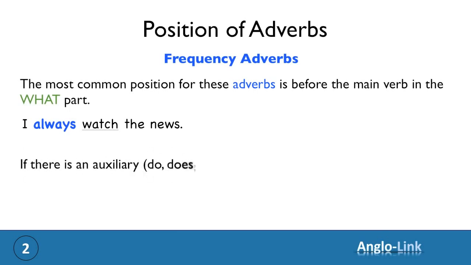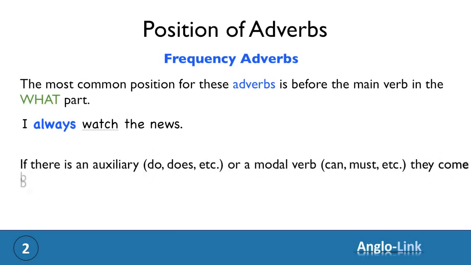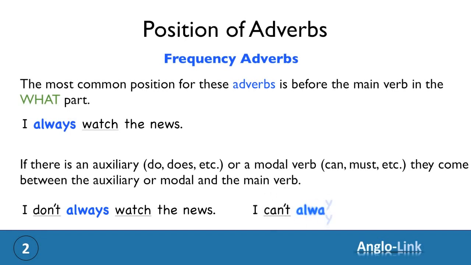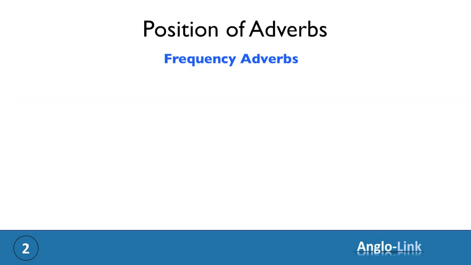Now, if there is an auxiliary like do, does, don't or doesn't, or a modal verb like can, must, etc., the adverb of frequency comes between the auxiliary or the modal and the main verb. For example, I don't always watch the news. Or I can't always watch the news. Let's look at other sentences with adverbs of frequency.